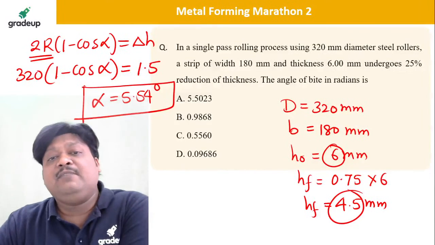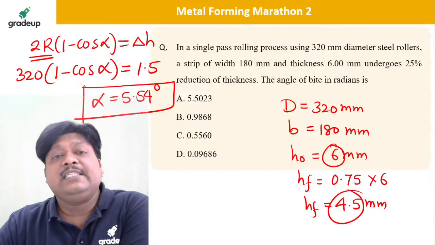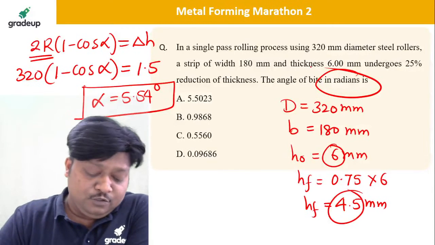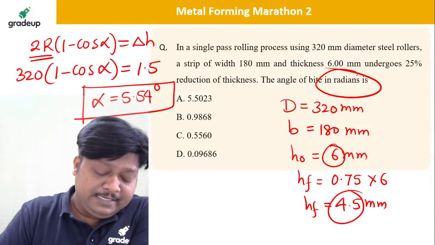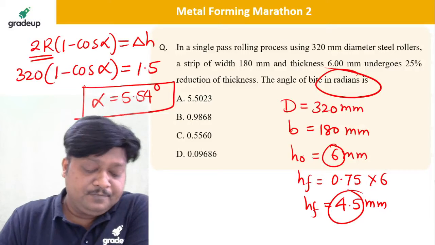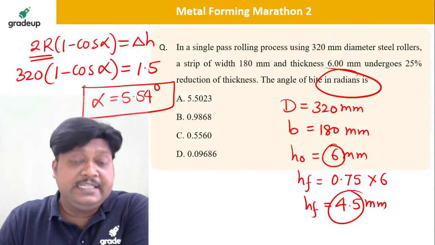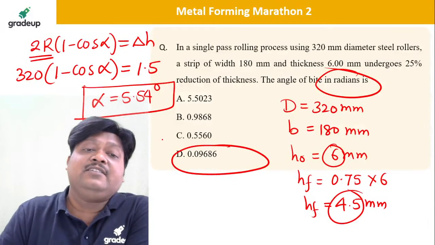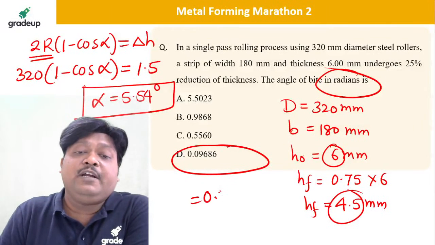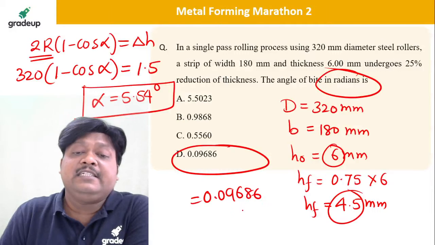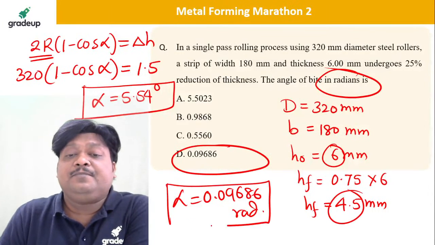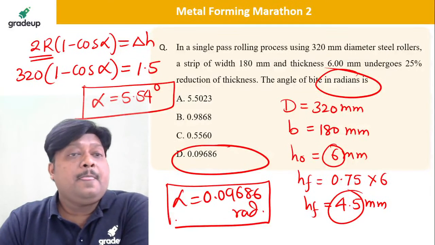5.54 degrees, but they are asking in radian, so multiplied by pi divided by 180, how much is it? 0.09686. Yes, that is the answer. This is in radians, this angle alpha. I hope it is clear.